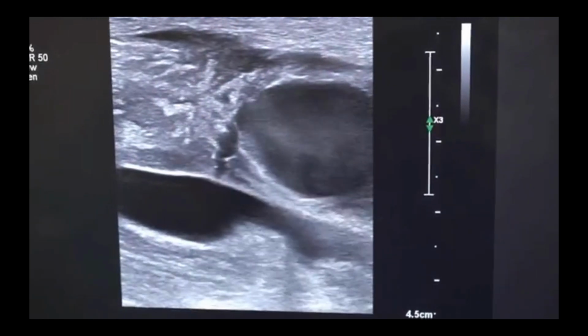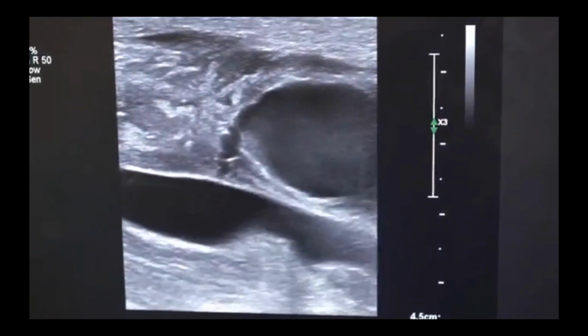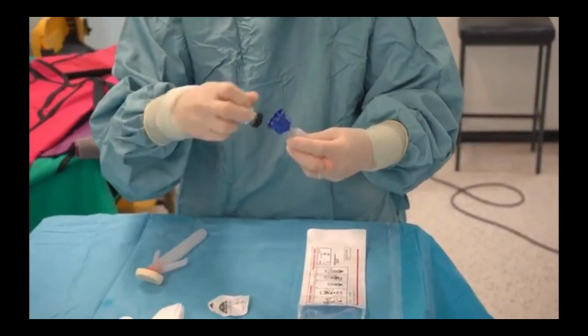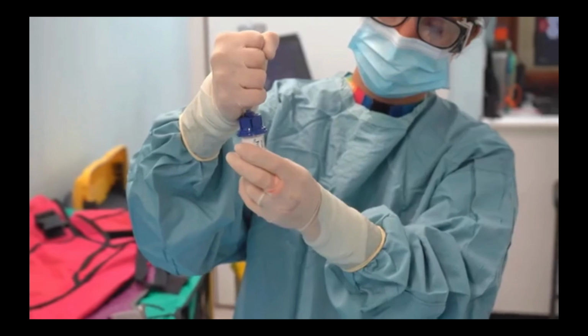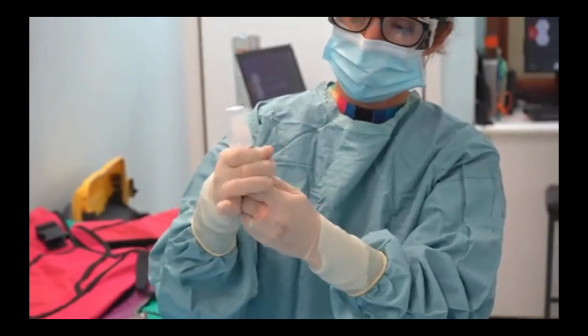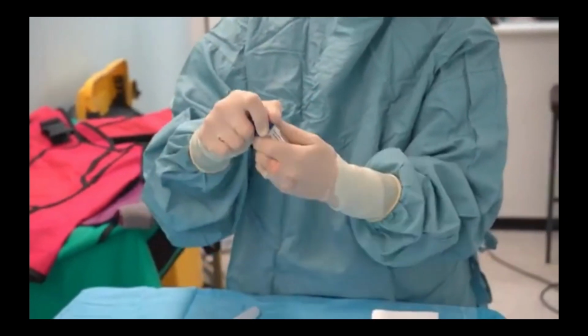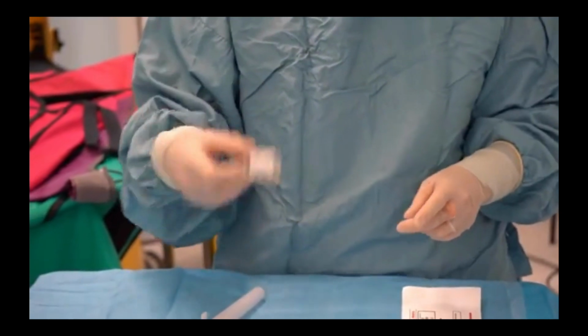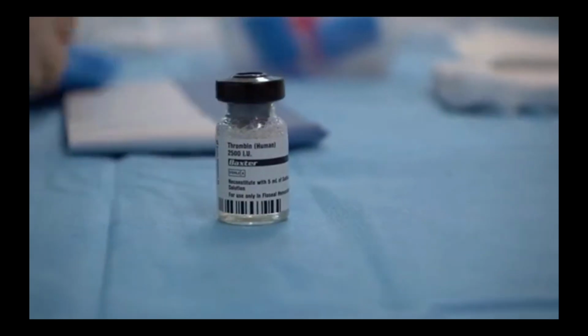And you can see the neck actually is quite small here, so the risk of distal embolization is very small. So we're going to inject thrombin. This is being made up with 10 mils of saline and this is 2,500 units of thrombin, which is more than enough for most pseudoaneurysms. And once this has been made up, you swirl it. It's important you don't shake it because that can actually denature the protein.